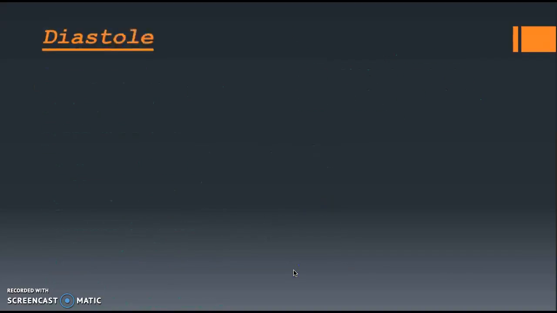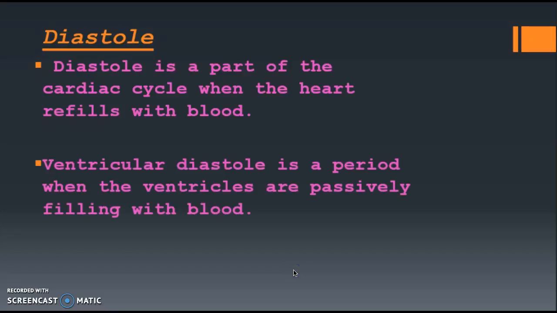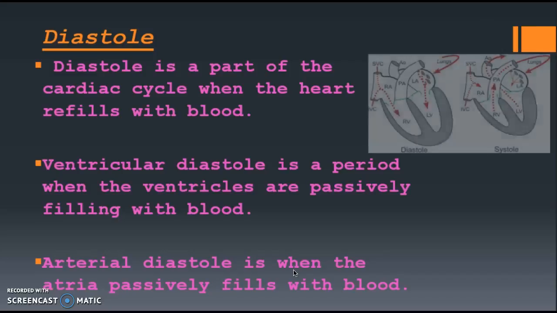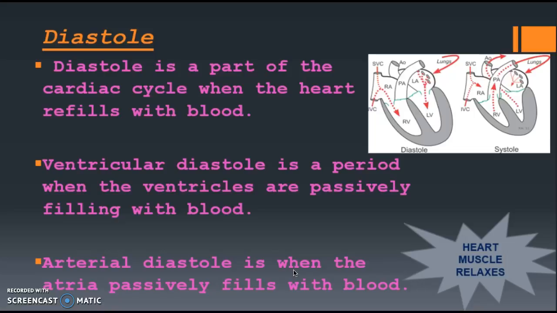Now we're going to be talking about diastole. Diastole is the part of the cardiac cycle when the heart refills with blood. Ventricular diastole is a period when the ventricles are passively filling with blood, and atrial diastole is when the atria passively fill with blood as well. Here's another diagram to show you, and here it just shows the heart muscles relaxing.